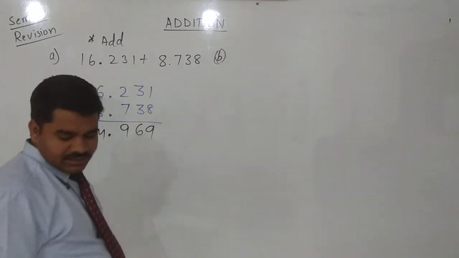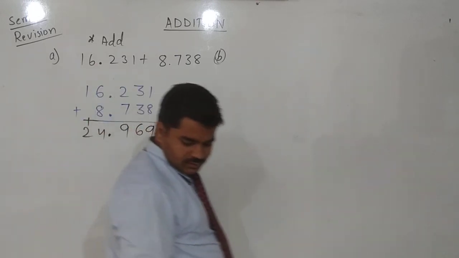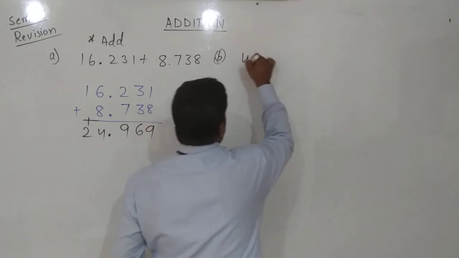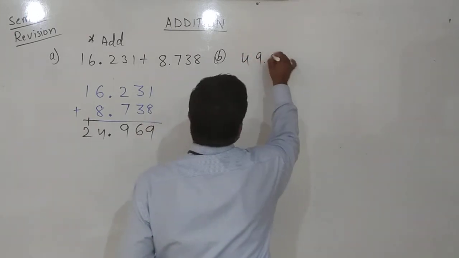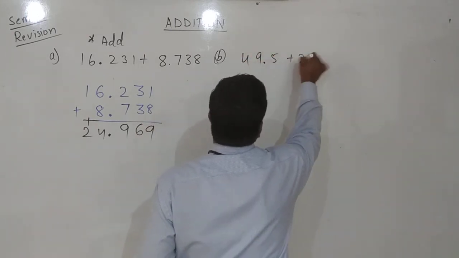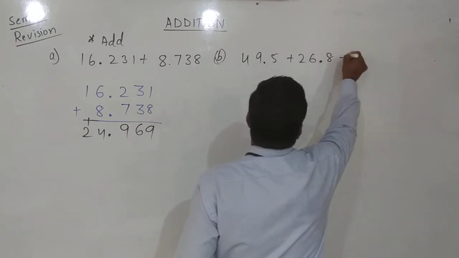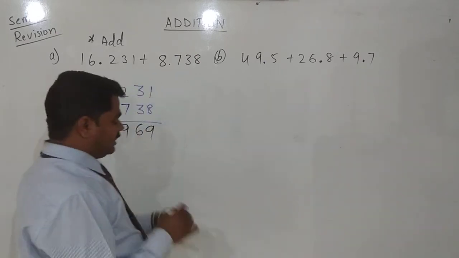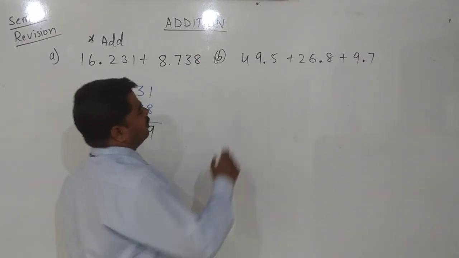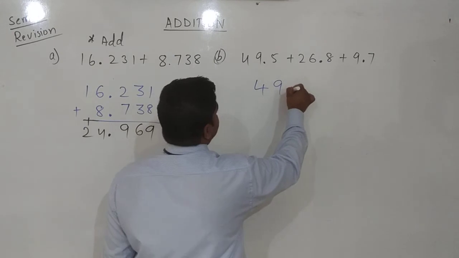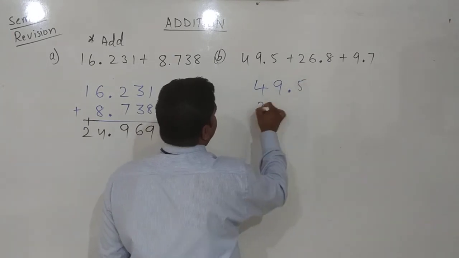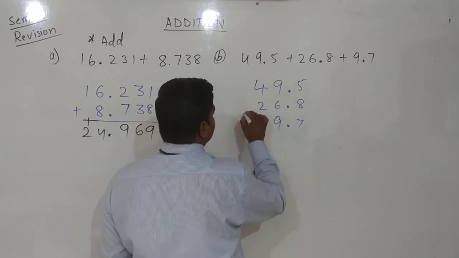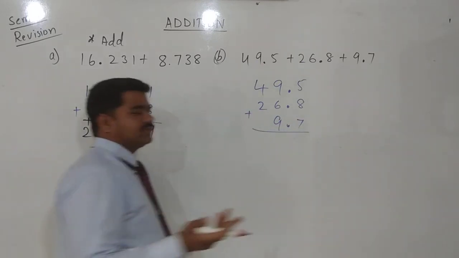Yes, B, we can take 54.7, 49.5, 26.8, 9.7. These are the numbers we can add. Arrange them in a column. First 49.5, next 26.8, then 9.7. Arrange it in a column, then it is very easy.